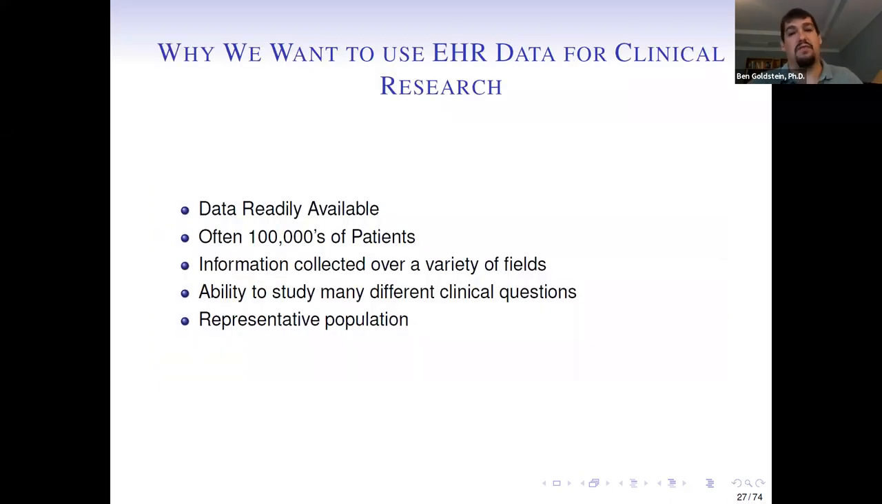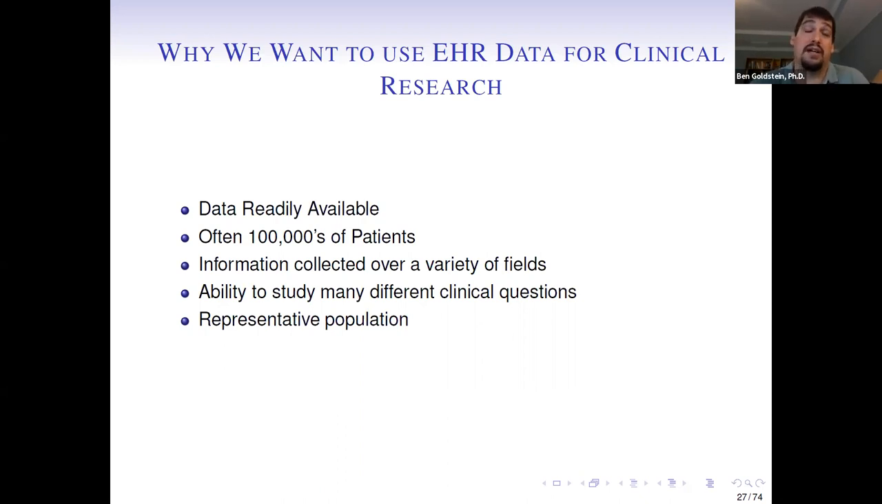So this is the first part, what is EHR data, what does it look like? The next phase, and I'm guessing you already have an answer to this if you're listening to this talk, is to motivate, well, why do we want to use EHR data for clinical research? And these are really my answers, and this is what got me excited about working with these data 8-10 years ago.